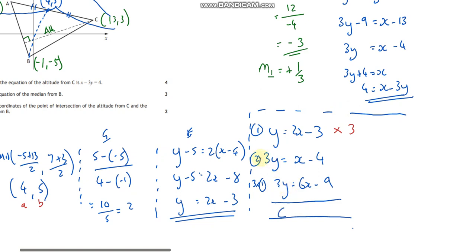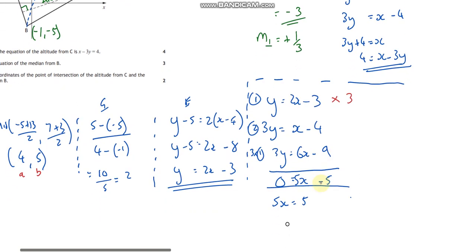So I'm going to get 0 for the y's. 6x take away x, that's going to give me 5x. And -9 take away -4, so -9 add 4 is -5, which means that 5x is going to come out as 5, so x is equal to 1.